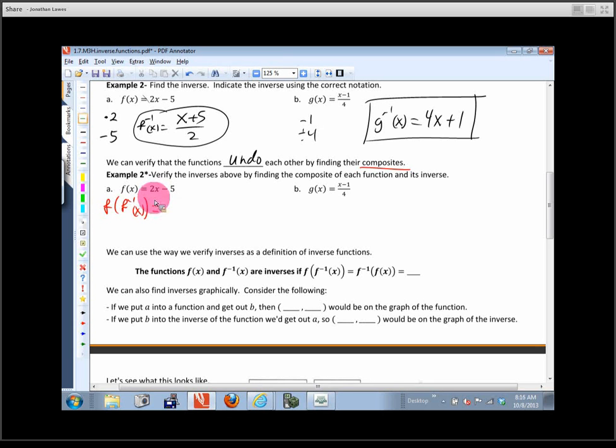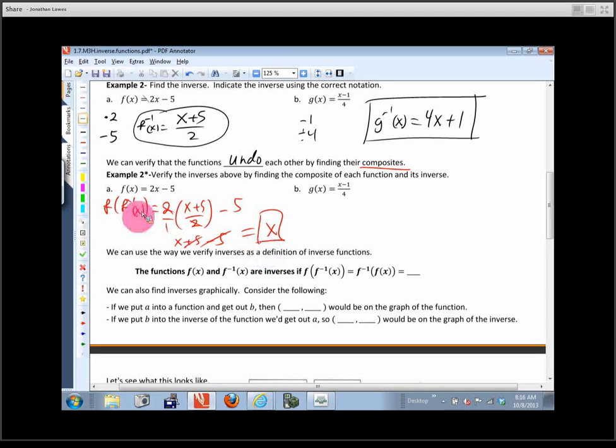The original function is 2x minus 5, so I'm going to have 2 times something minus 5. And what is that something that we're plugging in? What did we guess the inverse was? (x plus 5) over 2, right? Let's simplify this. 2 times this stuff, what happens? 2 over 1, I can cross cancel those, so I end up with x plus 5 minus 5. These undo each other, so I end up with x. Are they inverses? Yes, they are.